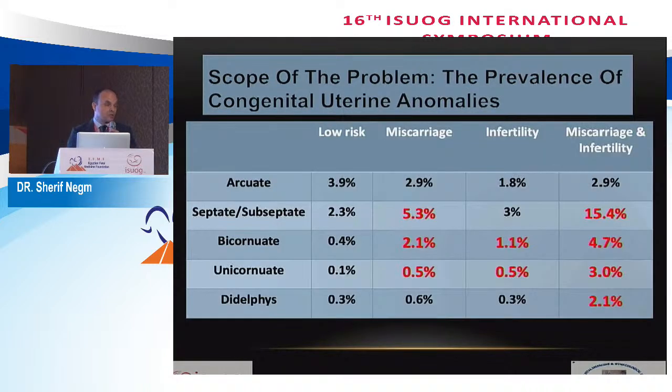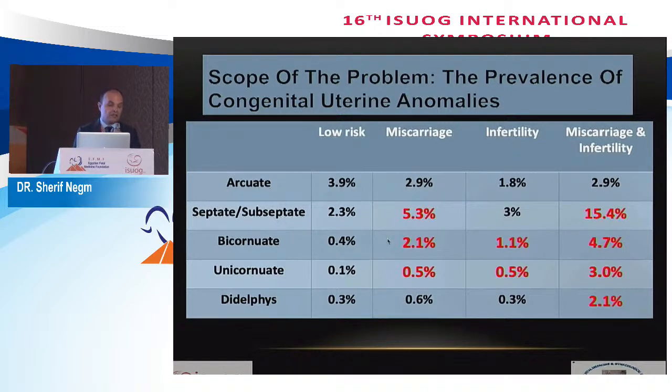And this is the breakdown of the kind of anomalies they found. You can see here in the first row the incidence of arcuate uterus. They were more prevalent in low-risk women, i.e. women who have no reproductive problems. The incidence was about 3.9% compared to 2.9% in those with the poorest reproductive performance, those with miscarriage and infertility.